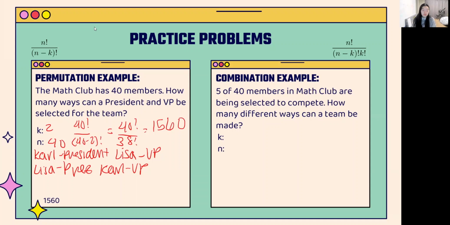Now, for a combination, we also still have 40 total members, but now we're looking for 5 people. And because it's a combination, we're going to have a different formula. Oops, I think I put this in wrong. I did. Okay, hold on. So n is 40 and then k is 5. So that looks like that.